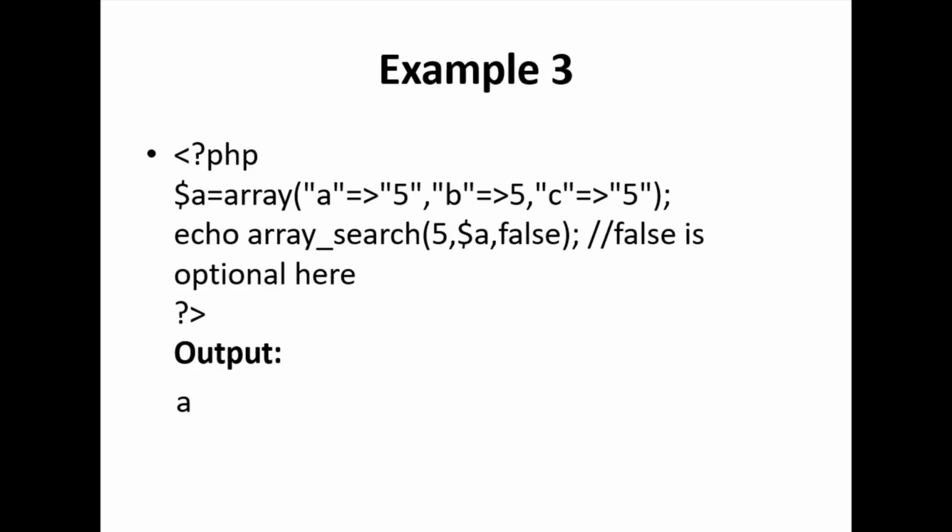Then the third example, $A equals array. A implies 5, B implies 5, C implies 5. Echo array_search(5, $A, false). So false is optional here. Then it returns the first key where the match is successful. So the output is A.